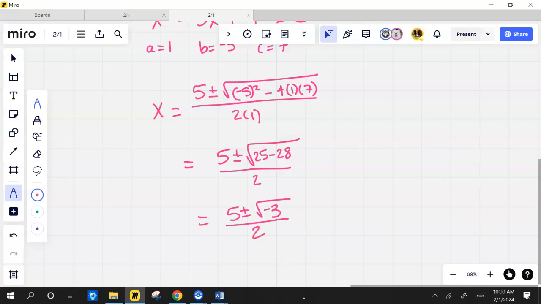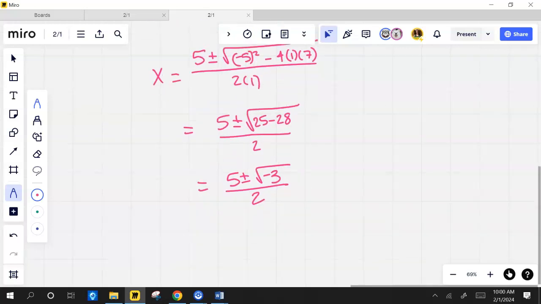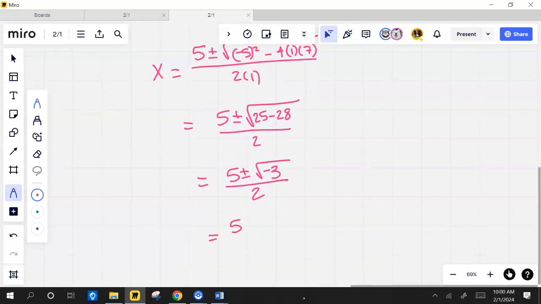So at this point, I look at my radical, and I'm looking. Can I split it up? Can I simplify it? I can't split it up, but I can simplify it, right? What do I need to do? Take that i out. That's exactly right. So I get 5 plus or minus i root 3 over 2. And if it doesn't simplify, you can stop right there and leave it like that.